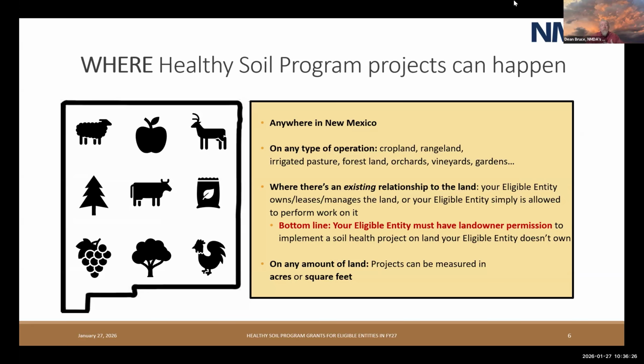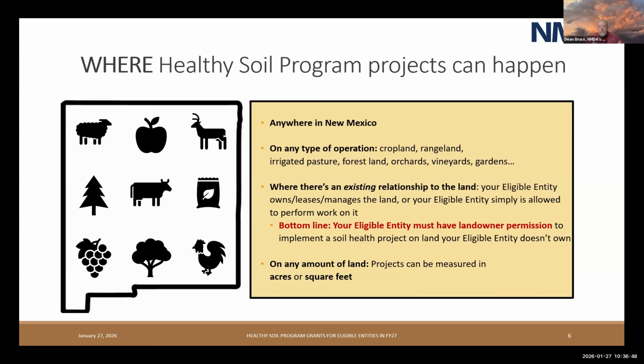Where can the Healthy Soil Program projects occur? Basically, anywhere in New Mexico. We look at any type of operation. It can be cropland, rangeland, irrigated pasture, forest land, orchards, vineyards, gardens. This could be community gardens, subsistence gardens. Basically, any type of operation that falls within your jurisdiction as an eligible entity.